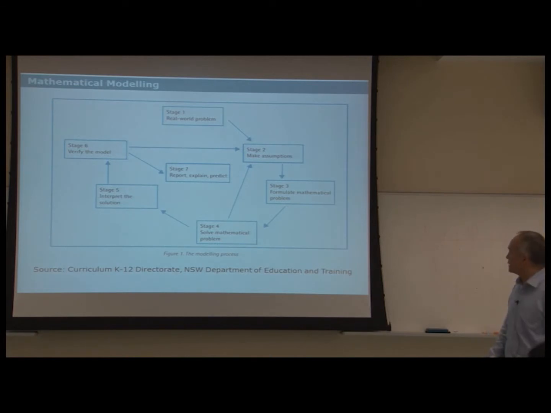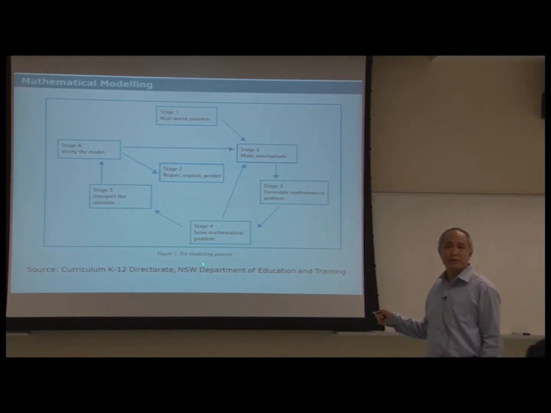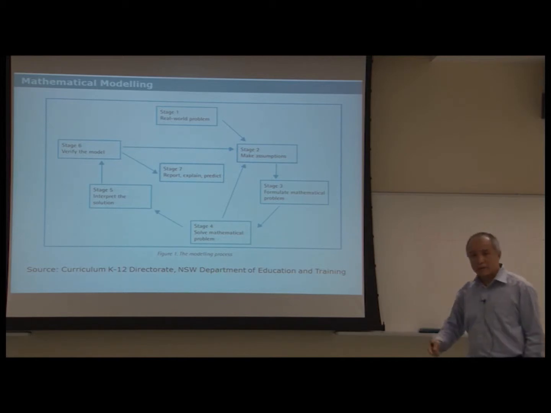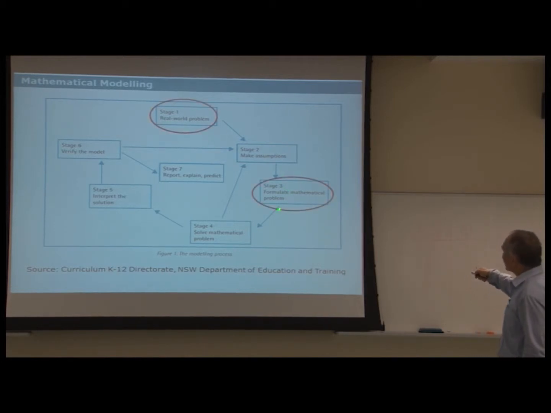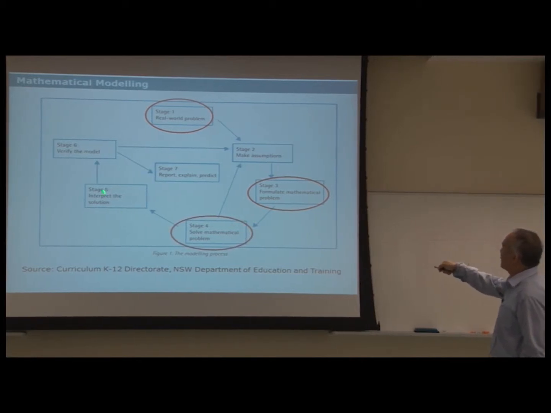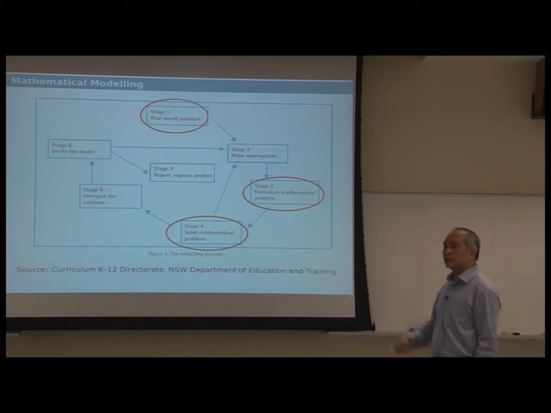This is another one, also from Australia. It's the New South Wales Department of Education model for the modeling process. Again, same thing. They start off with a real world problem, then formulate the problem, and there's some cycling over here as well. Then they end up with a stage 7 where they have a report. So generally, that is the usual picture.